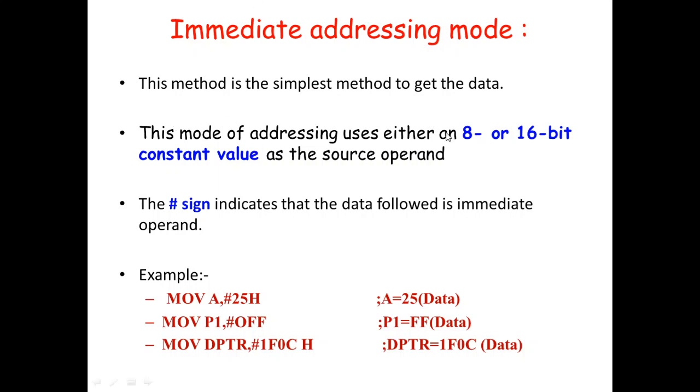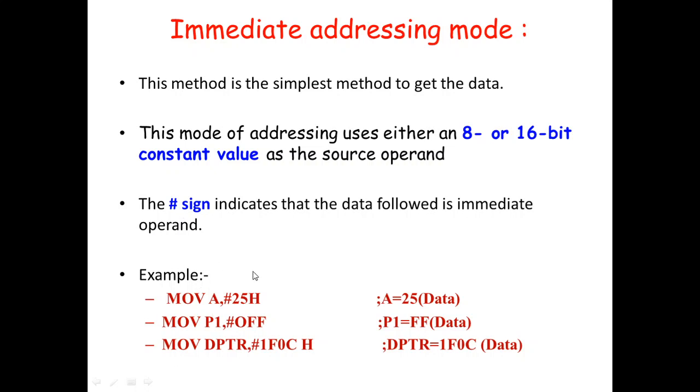Here the data is either 8-bit data or 16-bit data. That data is nothing but your constant value, either an 8-bit constant or a 16-bit constant. Here immediate addressing mode is always indicated by this hash sign. The hash sign indicates that data is given in the instruction itself. Means in immediate addressing mode, the hash must be there.